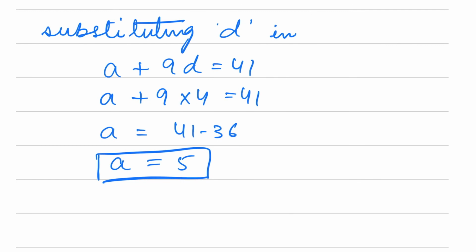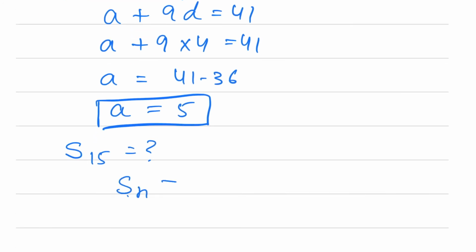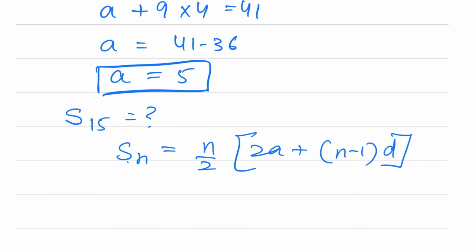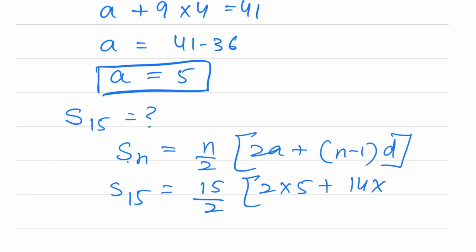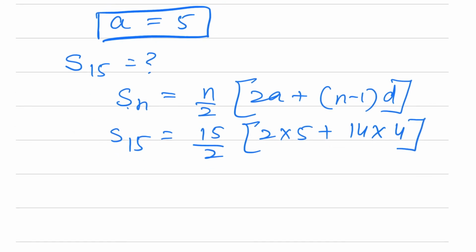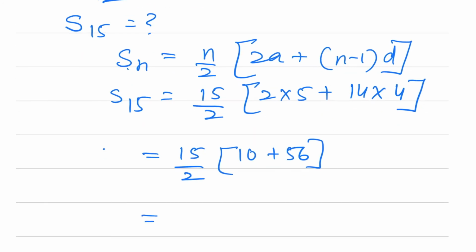Now we know A and D, and we have to find sum of 15 terms. So we know the sum of n terms is equal to n by 2 into 2A plus n minus 1 into D. So now S15 will be equal to 15 by 2, 2 into 5 plus 14 into 4. So we have 15 by 2. Here we have 10 plus 56. So 15 by 2 into 66.